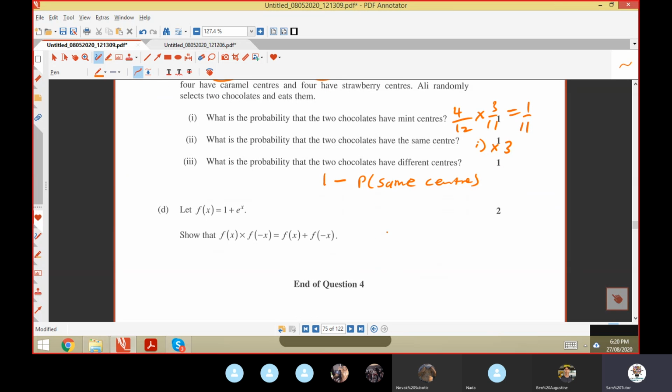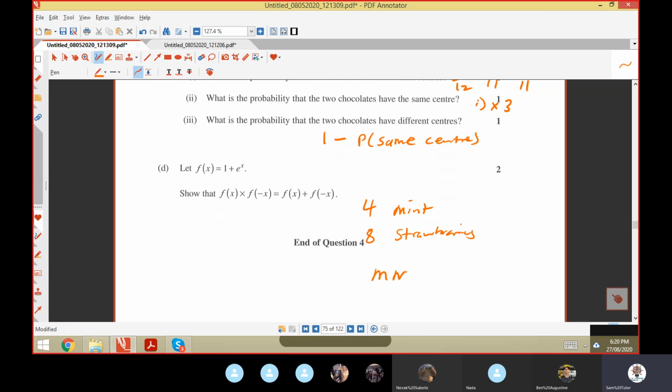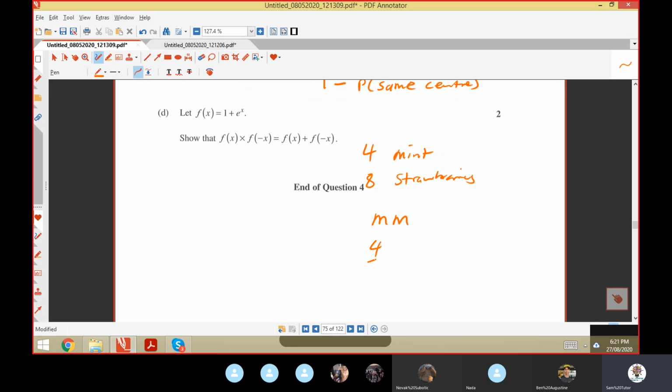That's like me saying if there was 4 mint and there was 8 strawberries. Again, if you're going to have 2 chocolates, aren't you doing mint, mint? So isn't it still going to be 4 out of 12?